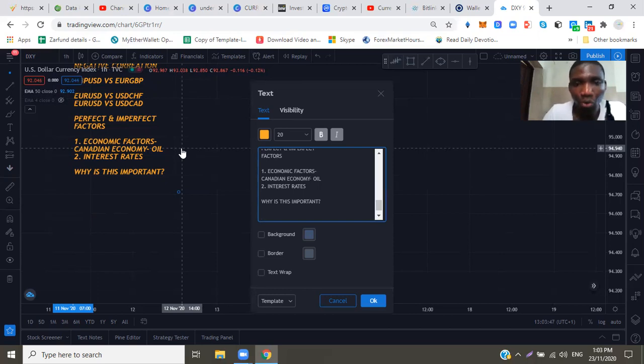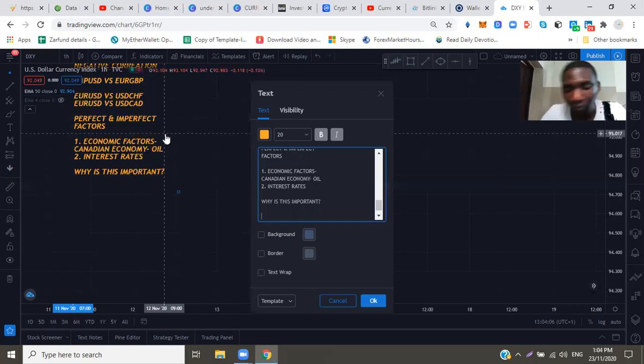How would you take a trade that you know is sort of guaranteed to lose? It doesn't make sense, right? But that's what you will be doing when you do not understand correlation. You will be taking a trade that is guaranteed to lose. So that's the importance of currency correlation. Another thing about why this is important is that you will know what to do.